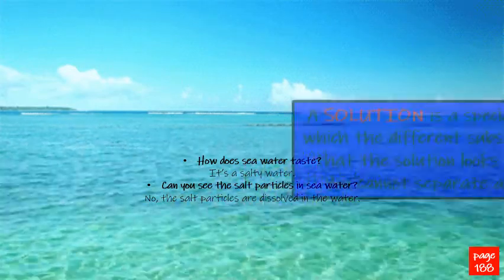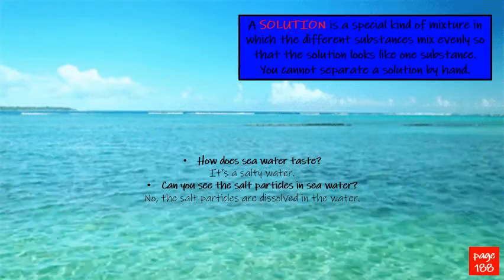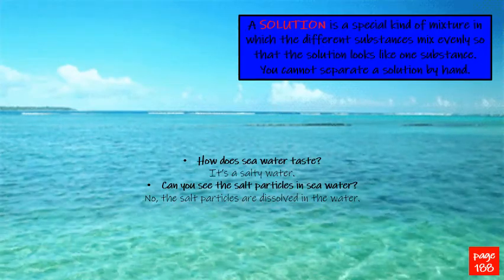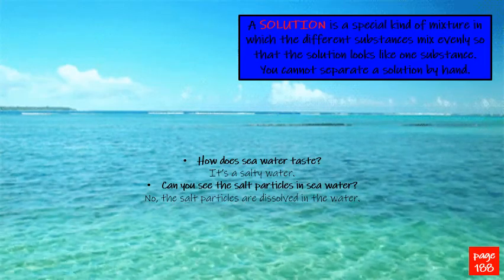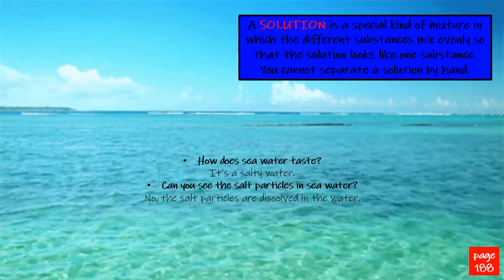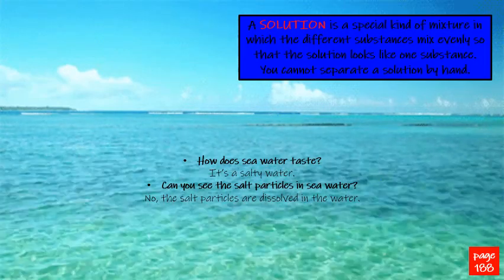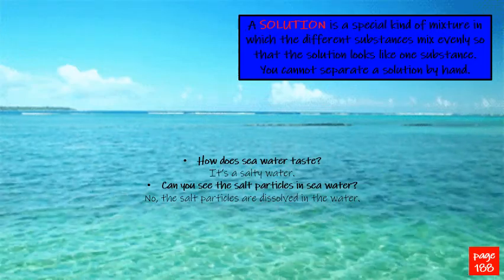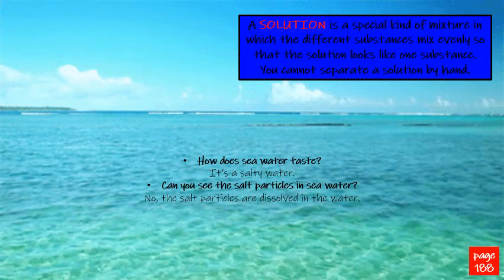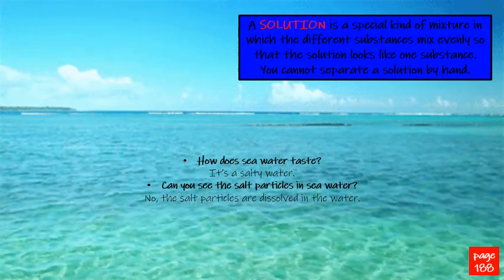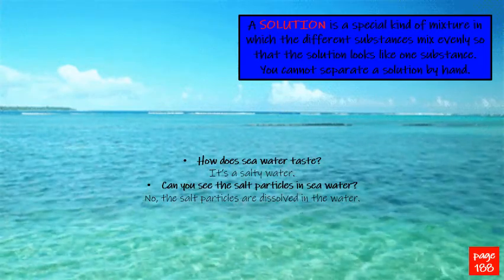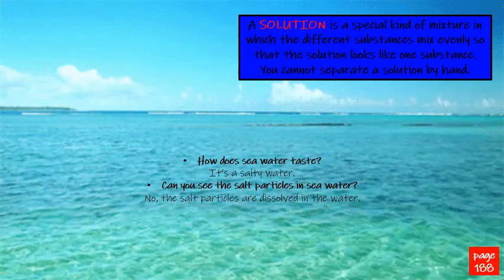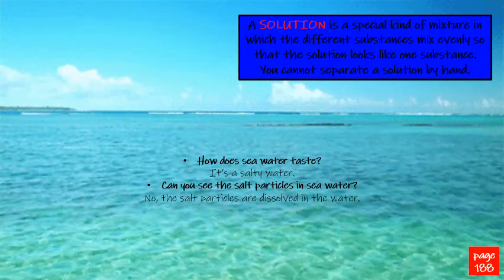Okay? So, the solution is a special kind of mixture in which we have a component or something that has dissolved in something else. Can you separate the salt from the water by your hand? No, you cannot. The salt particles have dissolved in the water. This is what we call a solution.